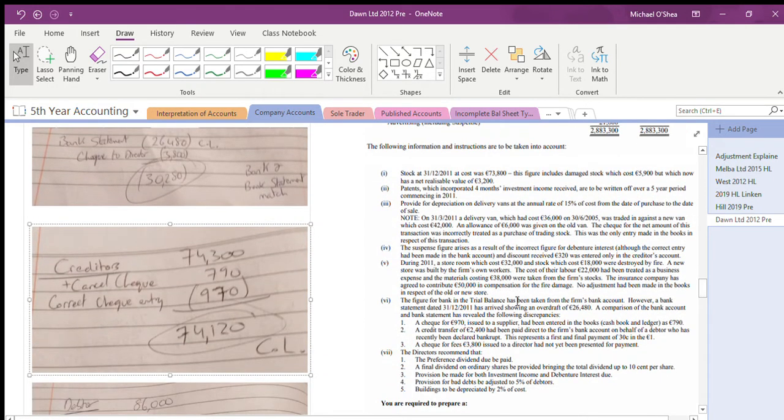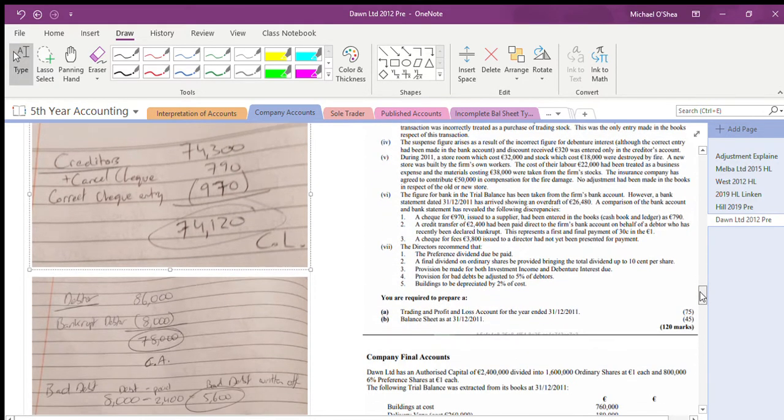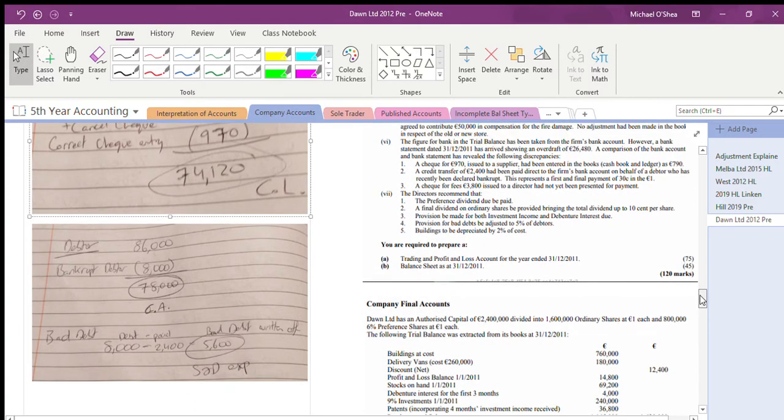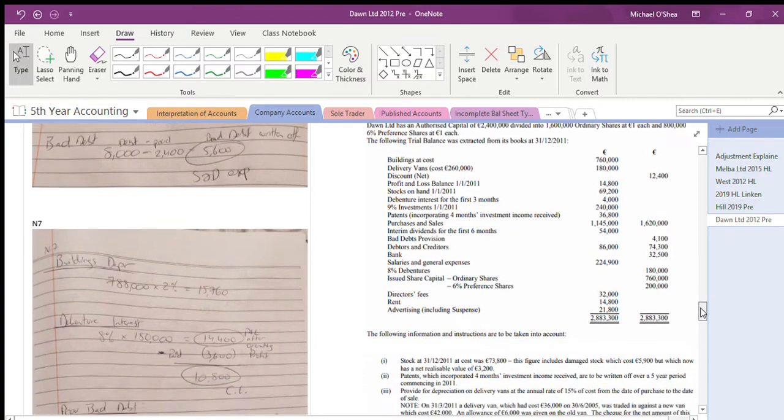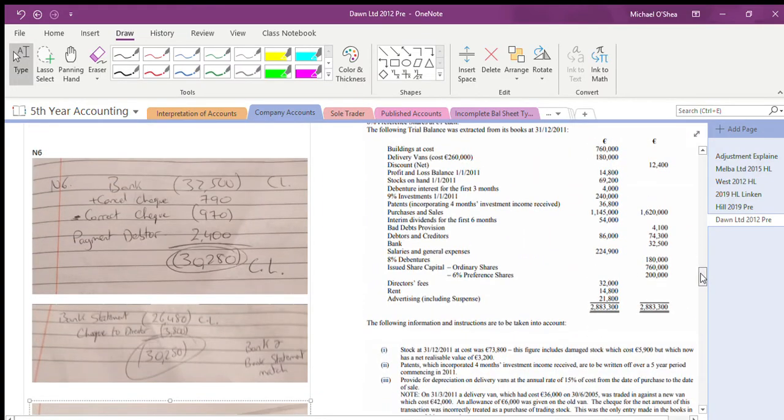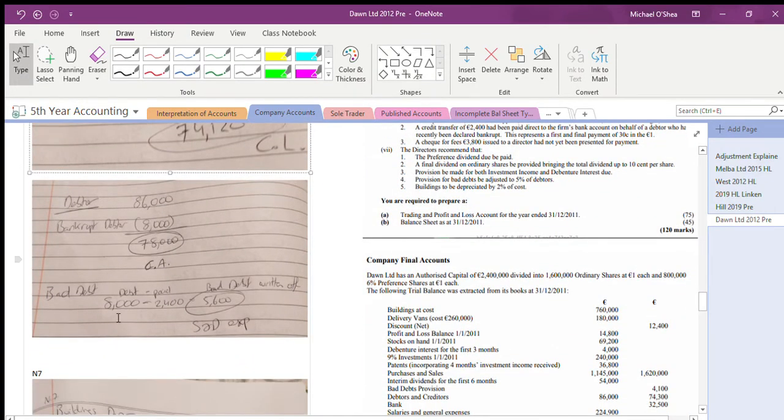Second note here is the same thing. We're looking at a credit transfer of 2,400, this time by a debtor. This represents a first and final payment of 30 cents in the euro. So 2,400 is going to be worth 30%. The full amount is worth, I don't see where I've done it out here, but 2,400 divided by 3 is 800, multiplied by 100 is 8,000. So the full 100%, sorry, is 8,000.